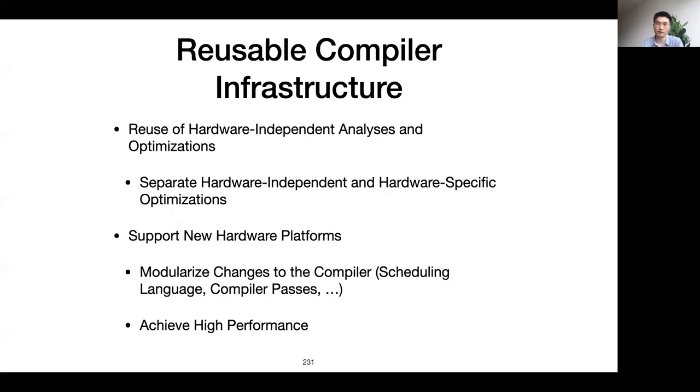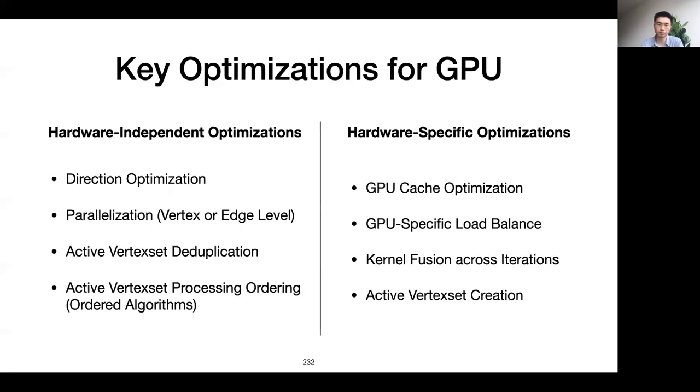Because of the emergence of these diverse hardware platforms, it was critical to get a reusable compiler infrastructure for graph computing, so that we can reuse the hardware-independent analysis and optimizations. And to do that, we have to separate out hardware-independent and hardware-specific optimizations. And we have to support new hardware platforms easily. So we have to make sure that we can modularize the changes to the compiler so that we don't have to rewrite the compiler every time we try to add a new hardware backend, right?